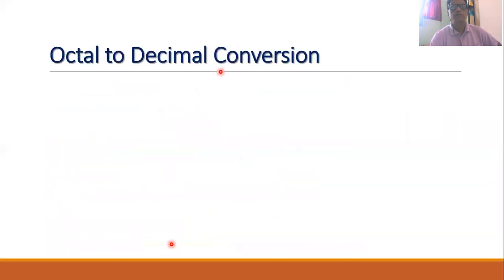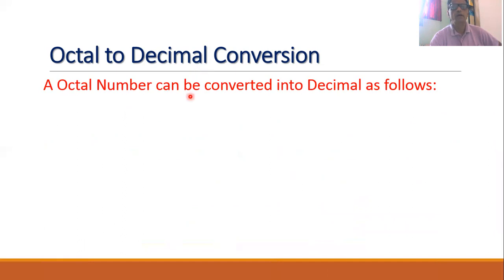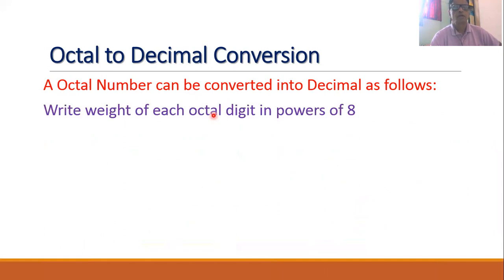So the first conversion that we are going to discuss is octal to decimal conversion. Suppose you have been given an octal number and you want to convert it into the equivalent decimal number. How can you do it? It is a very simple process. For the given octal number, you have to write down the weight of each octal digit, and it is in the powers of 8.